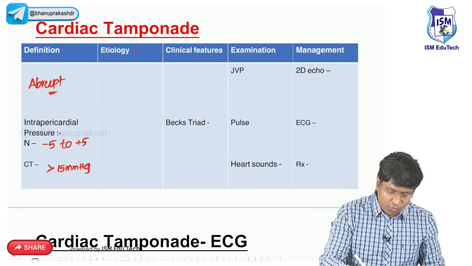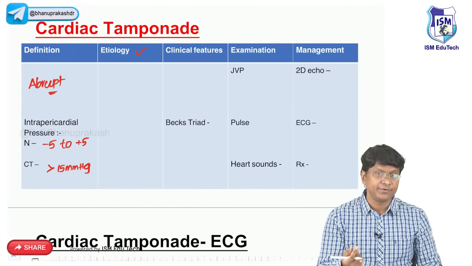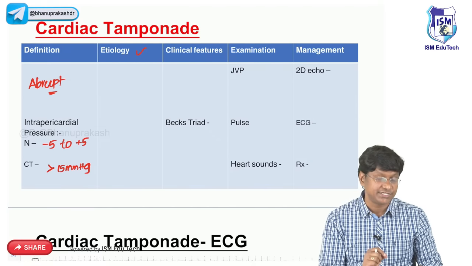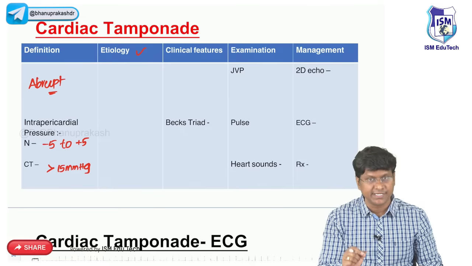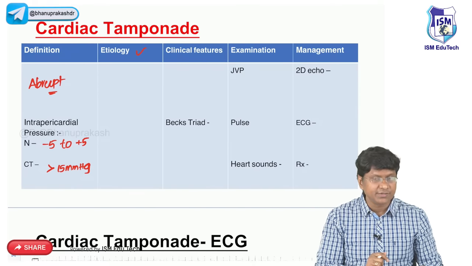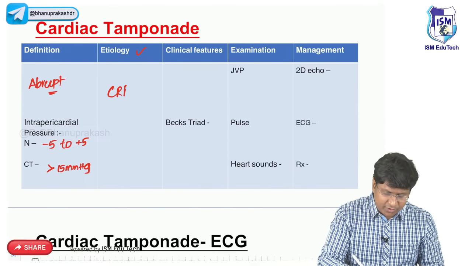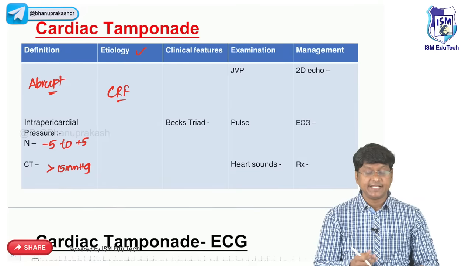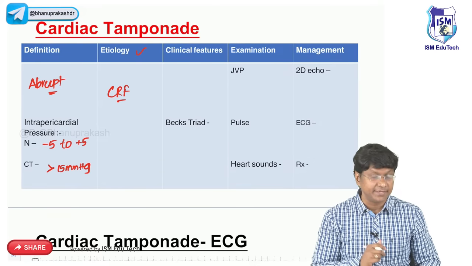Okay, then what will be the etiology causing your cardiac tamponade? This cardiac tamponade can occur secondary to chest trauma. It can also occur secondary to rupture of an aortic aneurysm, right? Secondary to penetrating trauma to the chest. These can cause cardiac tamponade. And not only that, cardiac tamponade can also be seen in chronic renal failure. That is, due to fluid overload, there can even be cardiac tamponade.